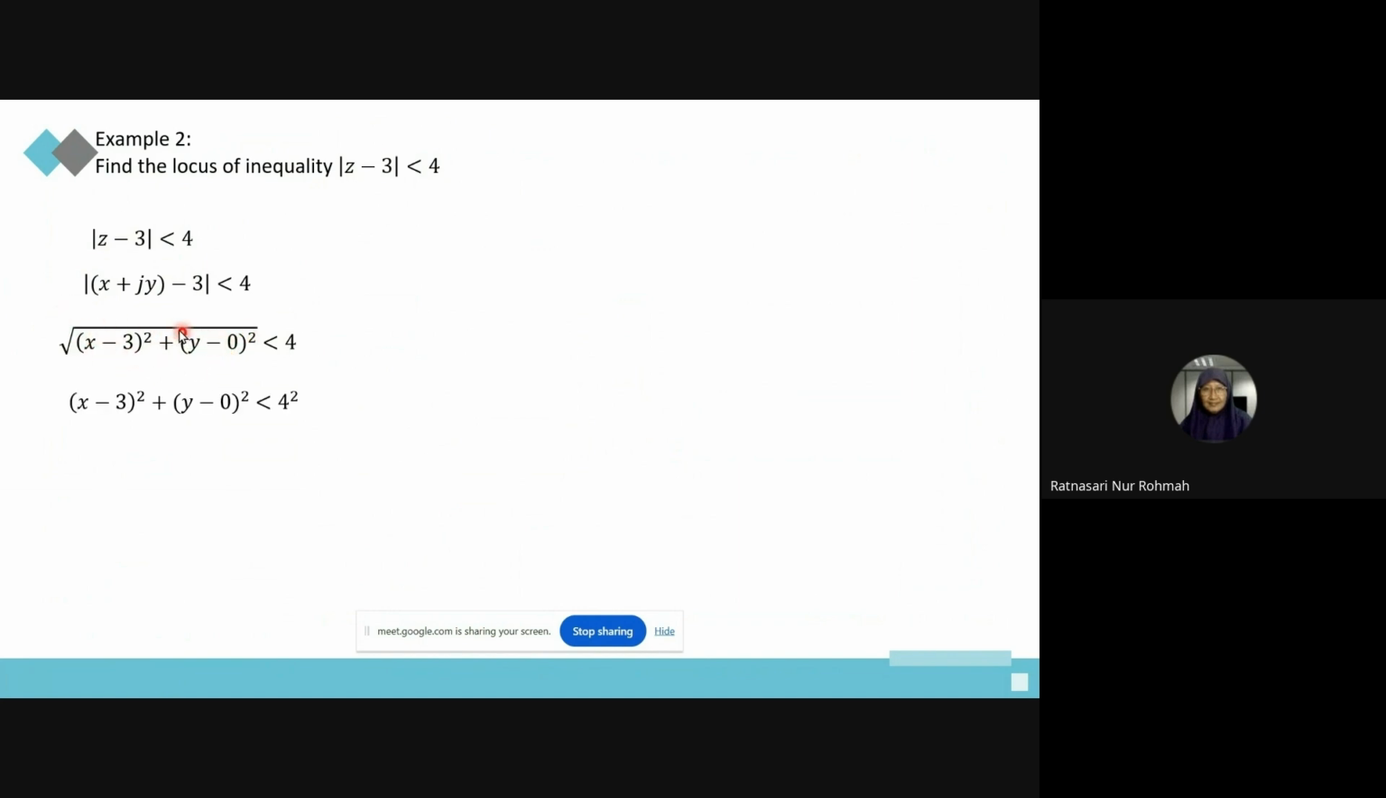We square the left part and the right part of this mathematical inequality. We have this form: x minus 3 square plus y minus 0 square less than 4 square. If the inequality is replaced by equal, then x minus 3 square plus y minus 0 square equal to 4 square is a mathematical expression for a circle line in the xy plane.